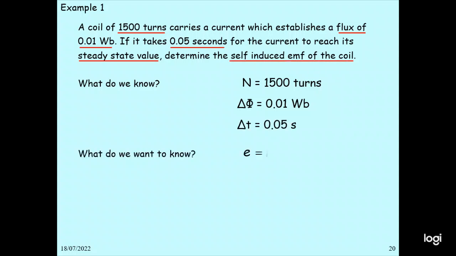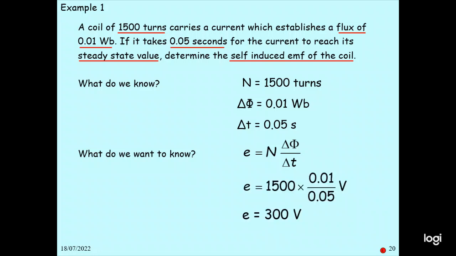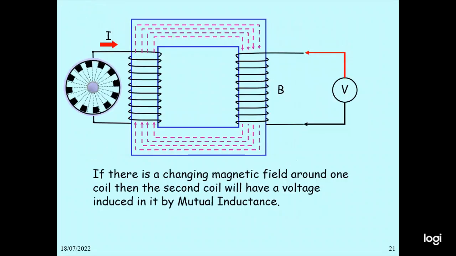So this is a changing magnetic field. When there is a changing magnetic field here, it induces a voltage, and the voltage can be measured across this terminal. If there is a changing magnetic field around one coil, then the second coil will have a voltage induced by mutual inductance.